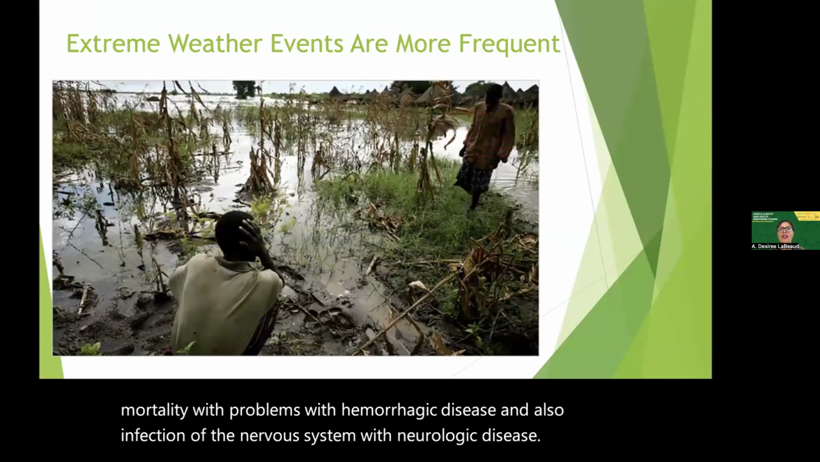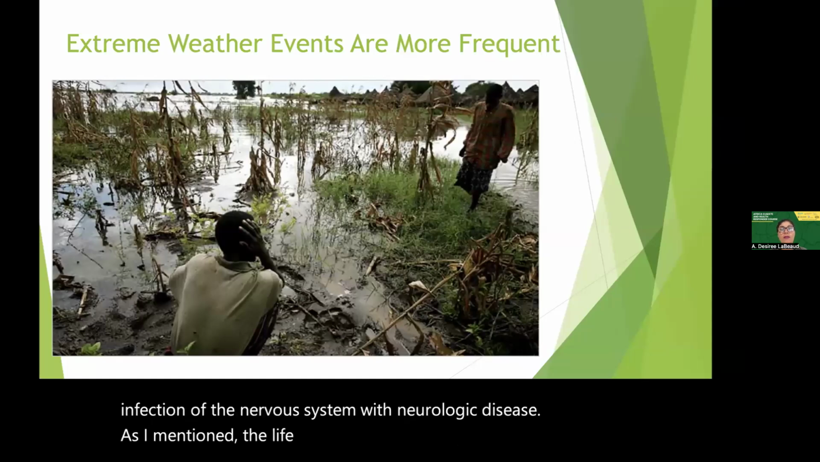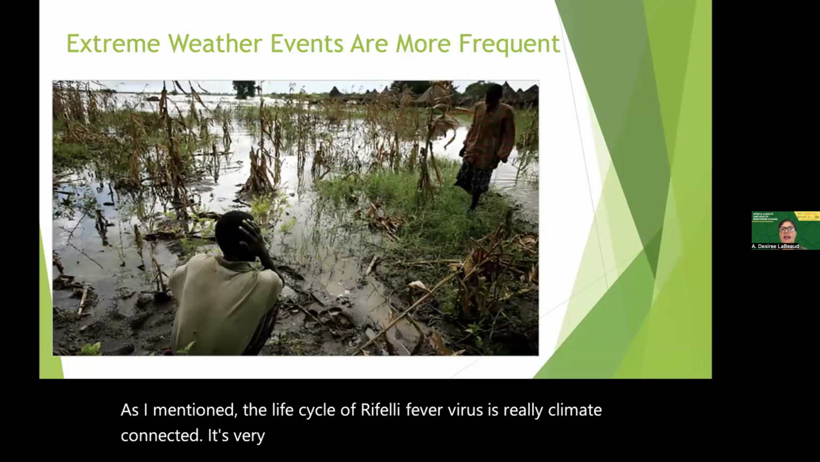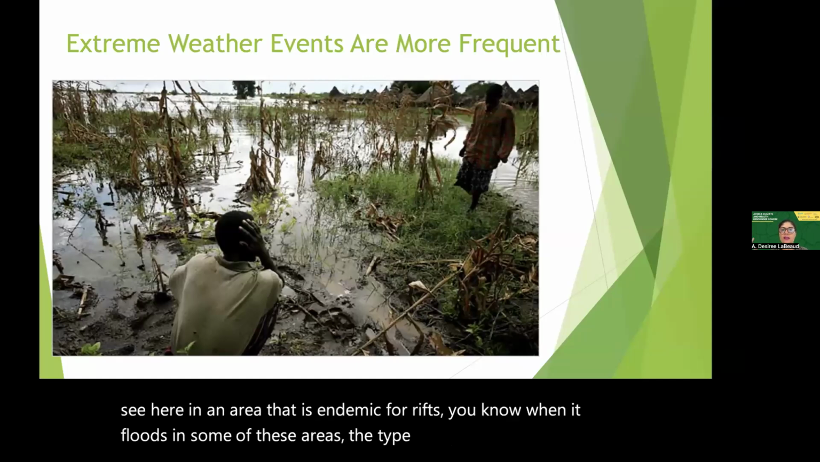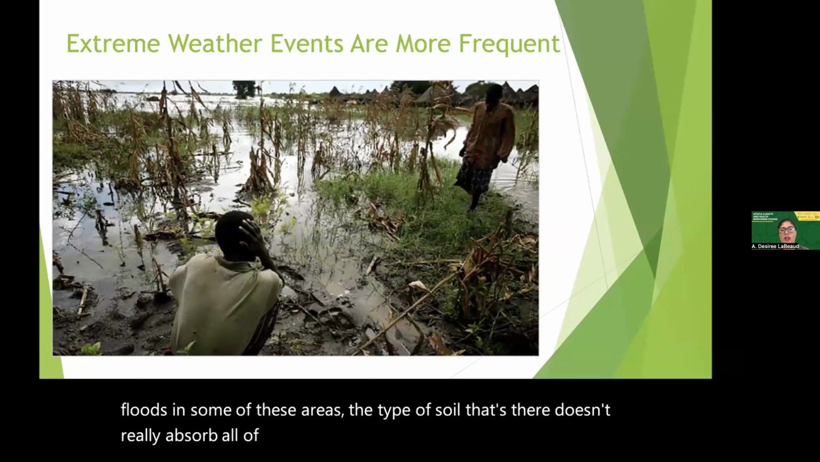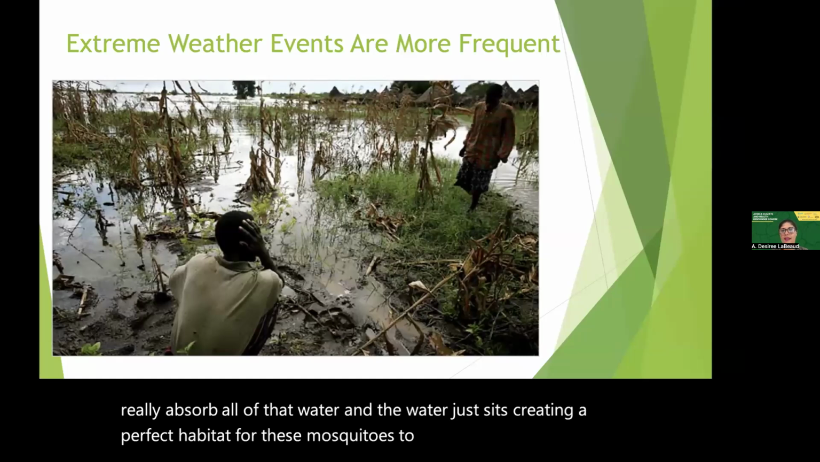As I mentioned, the life cycle of Rift Valley fever virus is really climate connected. It's very much tied to rains and flooding. And you can see here in an area that is endemic for Rift, when it floods in some of these areas, the type of soil that's there doesn't really absorb all of that water, and the water just sits, creating a perfect habitat for these mosquitoes to propagate.